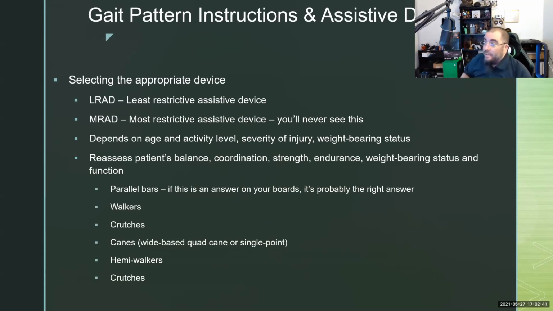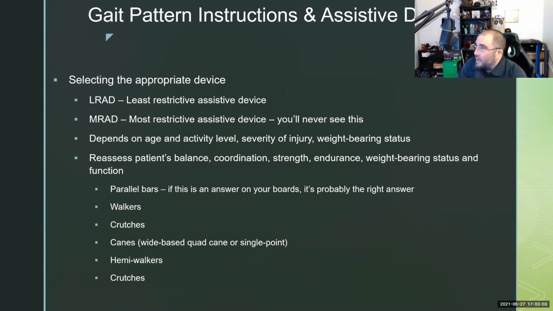So again, the less restrictive you go, the less safe you go. If I go down to a single crutch or a cane, I'm not very safe, right? Versus having a walker where I have two hands to help me, or having the parallel bars where I not only have two hands, but I can lean on the bars if I need to.